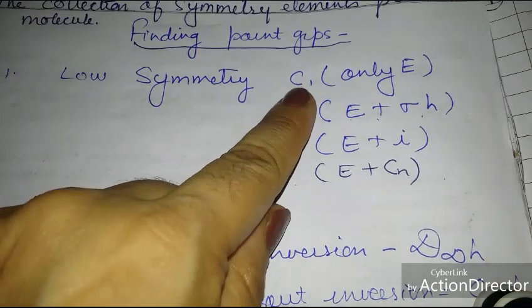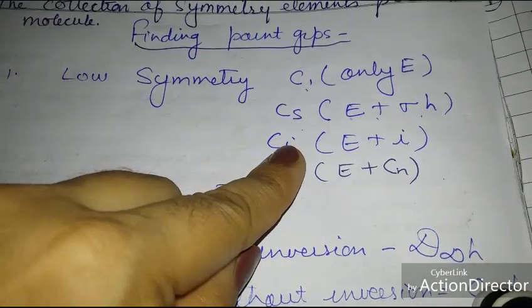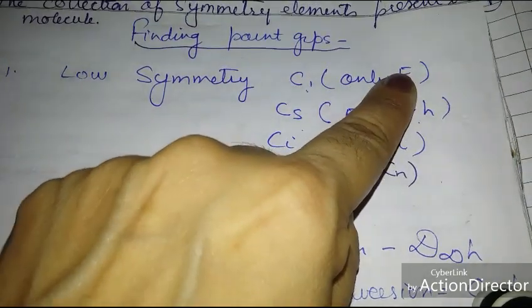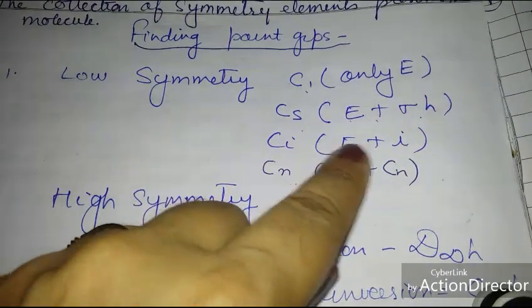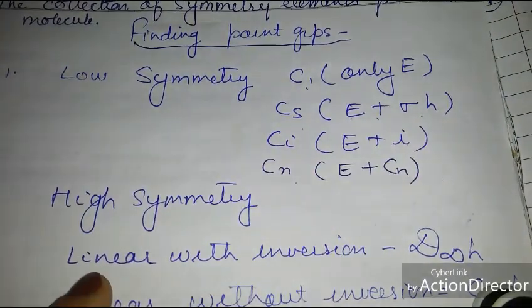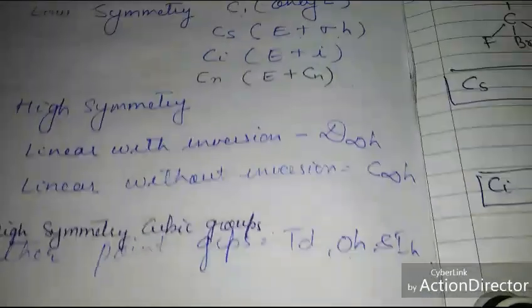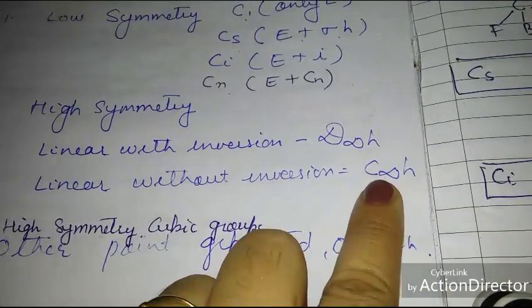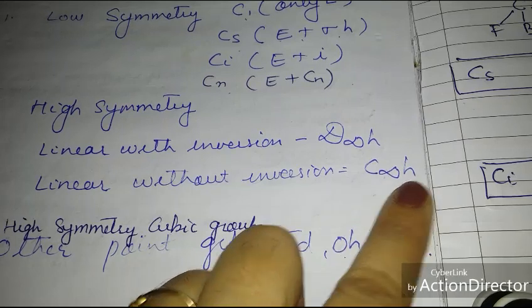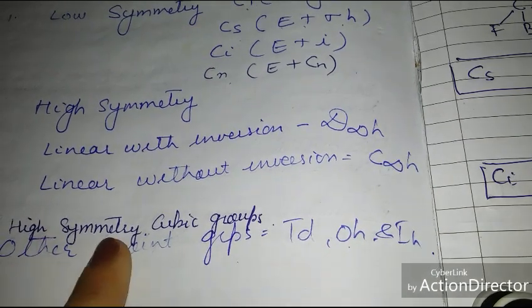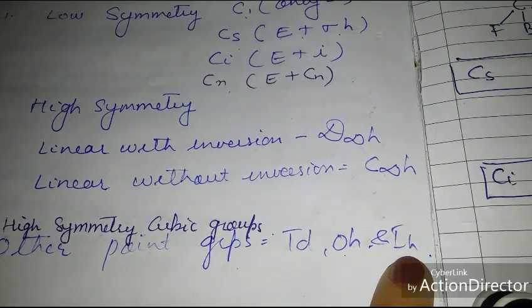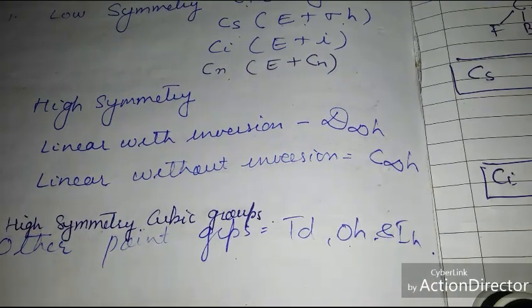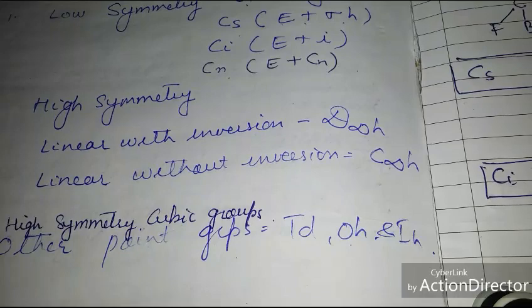For convenience, I am dividing them into low symmetry and high symmetry point groups. Low symmetry includes C1, Cs, Ci. C1 is only E, Cs is E plus sigma h plane, Ci is E plus i. High symmetry includes D infinity h and C infinity v. Besides that, there are high symmetry cubic groups which include Td, Oh and Ih. So let us discuss them one by one.